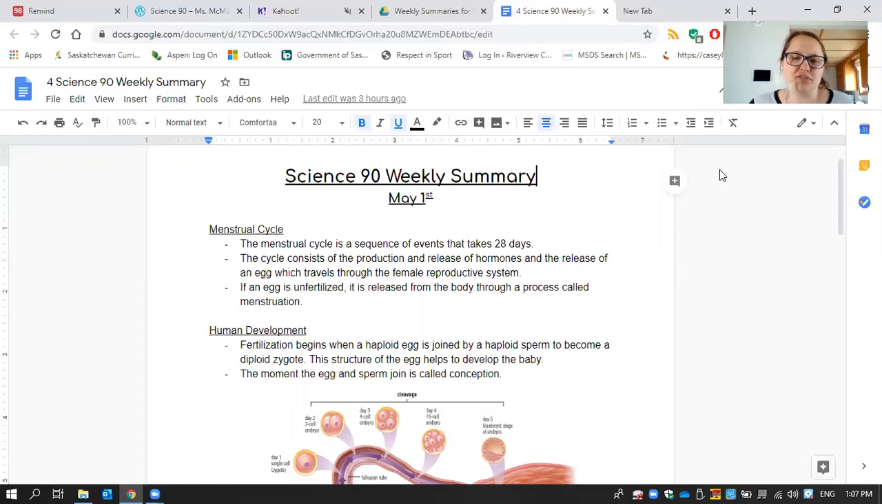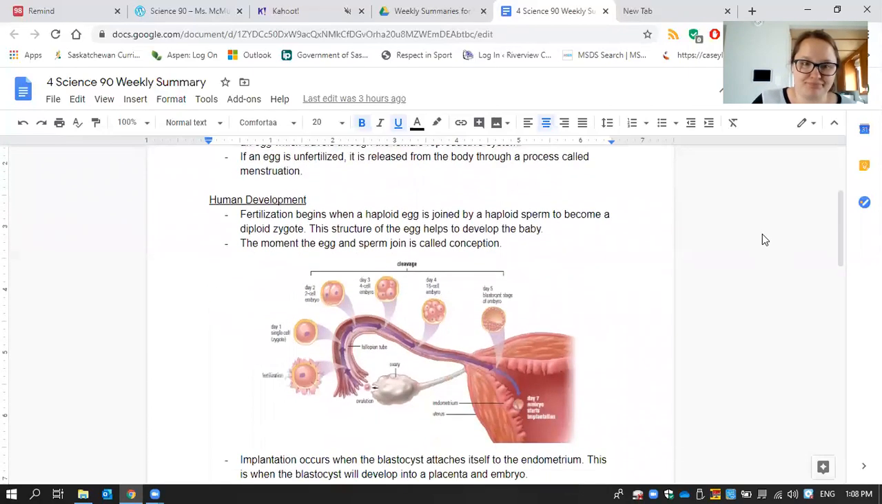So it consists of the production and release of 4 different types of hormones and the release of an egg which travels through the female reproductive system. If the egg is unfertilized, it's going to be released from the body through a process called menstruation, which you guys would know by the common terminology, the period. So there's a nice little short one here.